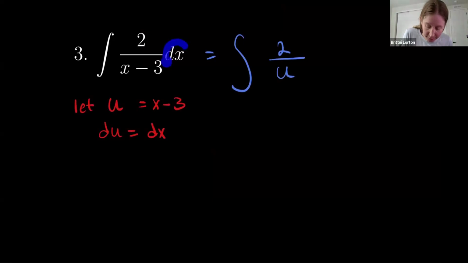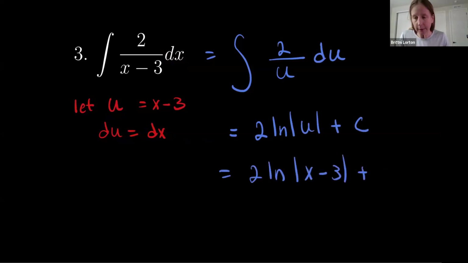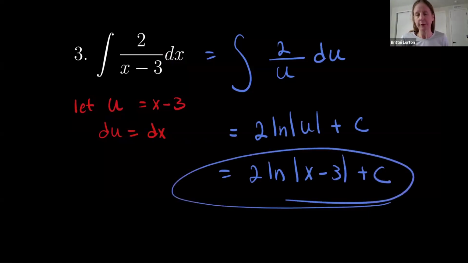I'm just going to point out in this particular case that dx really did just turn directly into a du. So an easier u sub, a very easy one. And then this looks just like number 2, where that 2 is a constant multiple. And the antiderivative of 1 over u is ln of the absolute value of u. And then when you do a u sub for an indefinite integral, don't forget to replace that u. Ta-da!